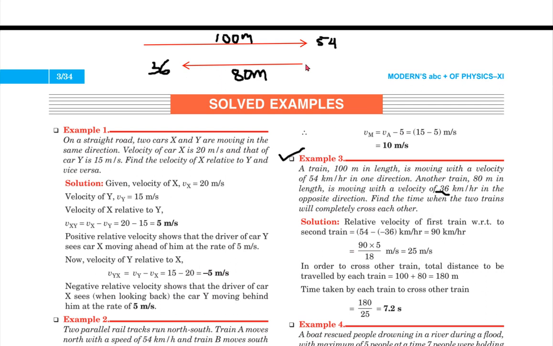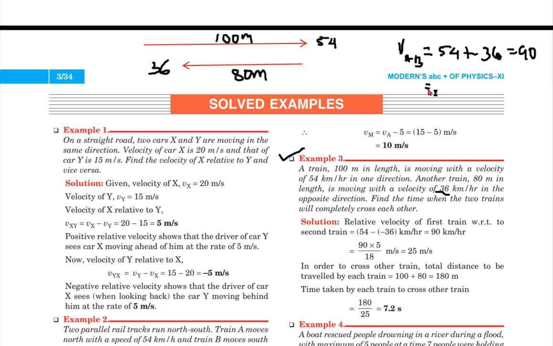So the relative velocity will be, since they are moving in opposite direction, the sum of these two velocities. So if we add these two velocities, the relative velocity AB will be 54 plus 36, that is 90 kilometer per hour. So I have the relative velocity 90 kilometer per hour.